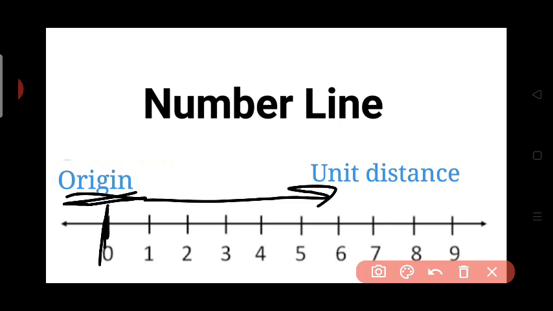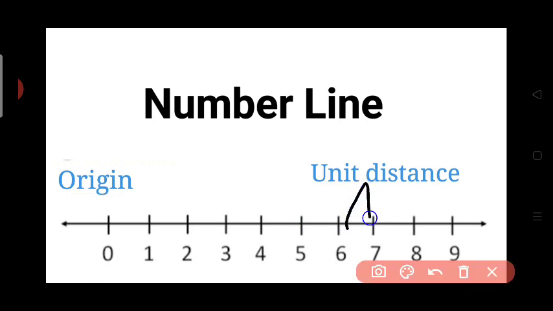Then choose some convenient length, and moving to the right, mark consecutive intervals along the line starting at 0. Each interval end point represents the next number. The distance between any two consecutive points on a number line is called the unit distance. The difference between every two consecutive numbers is the unit distance. By the help of the number line we can easily do addition, subtraction and multiplication.